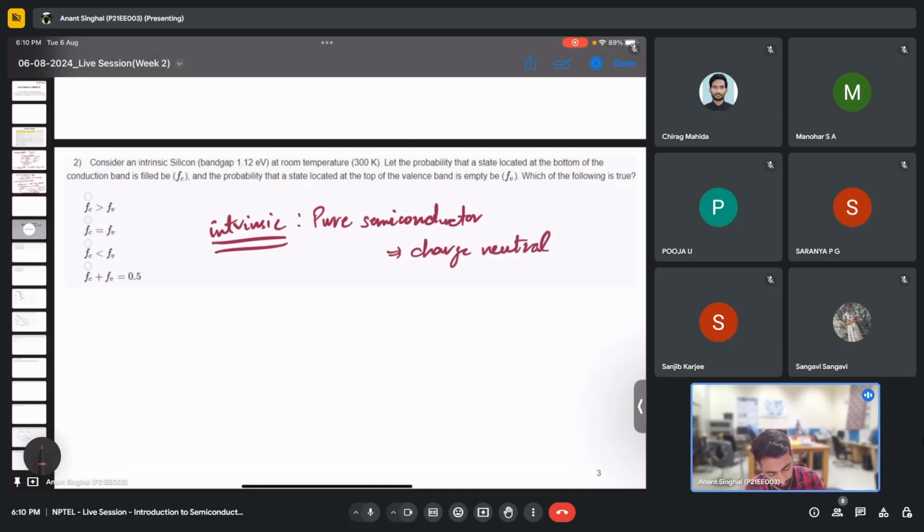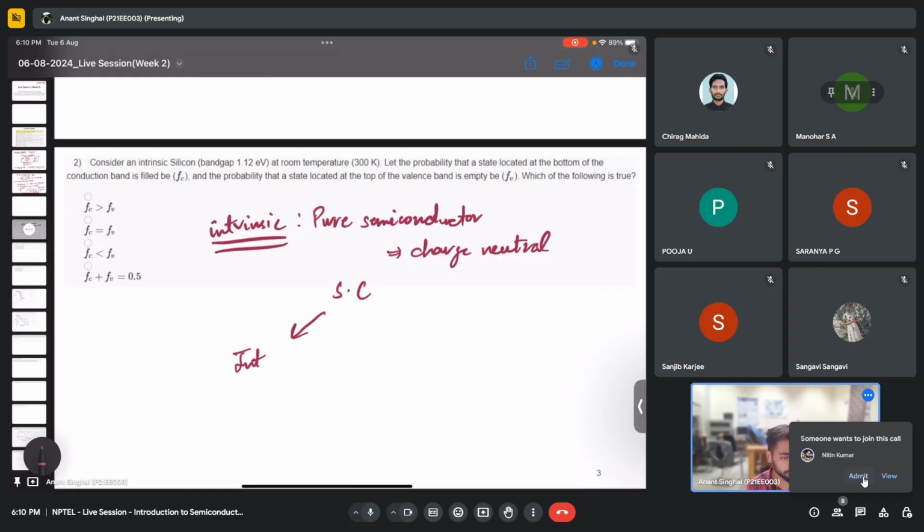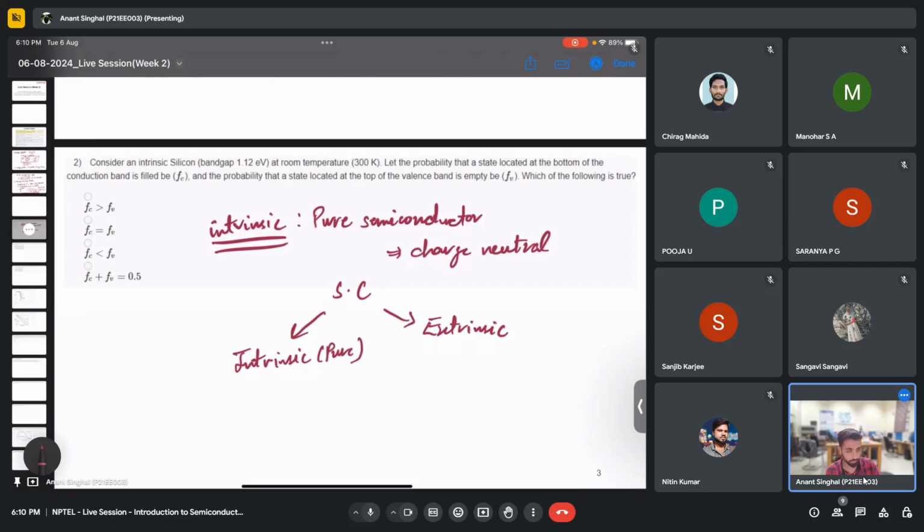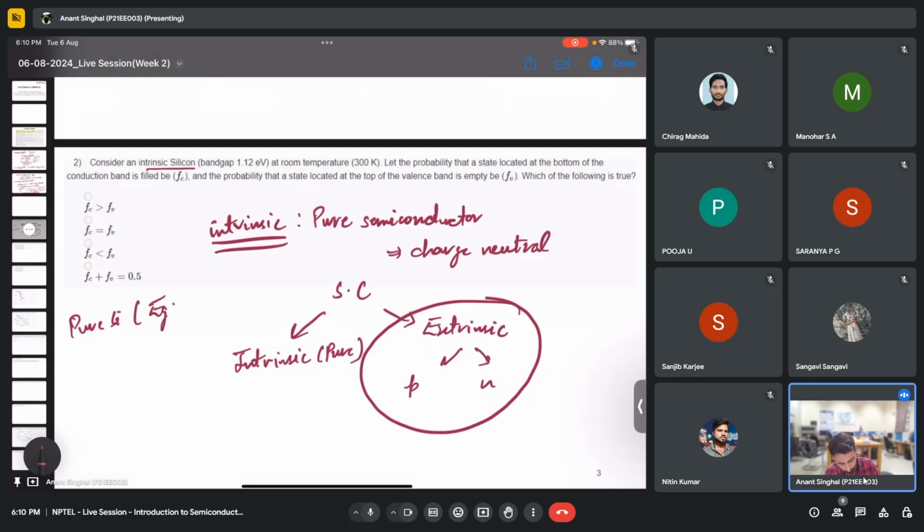We have a classification of semiconductors as intrinsic and extrinsic, that we already know. So intrinsic semiconductors are the pure semiconductors, whereas extrinsic have some kind of doping, which are further divided into p type and n type. So we'll see about this later. But in this particular case, we have a pure silicon, which has a band gap of 1.12 electron volts that we all know, and the temperature is room temperature.